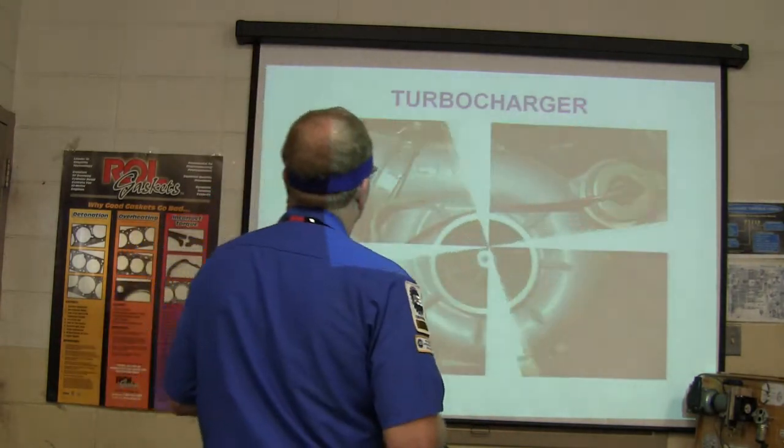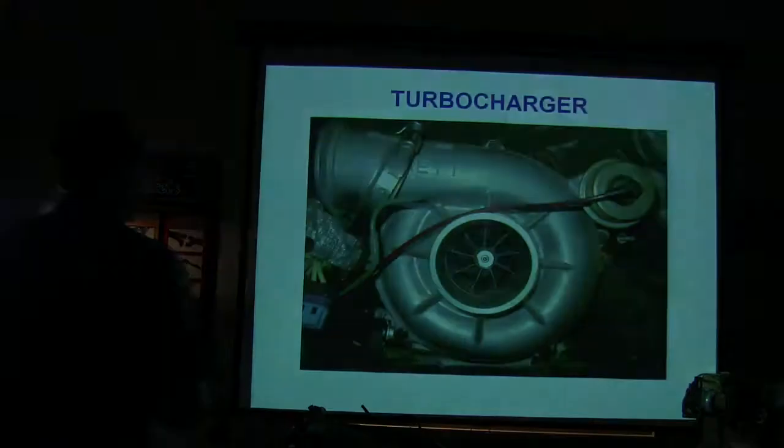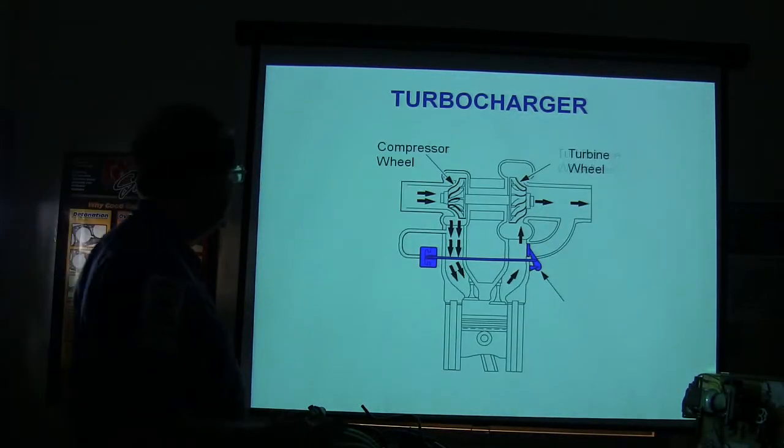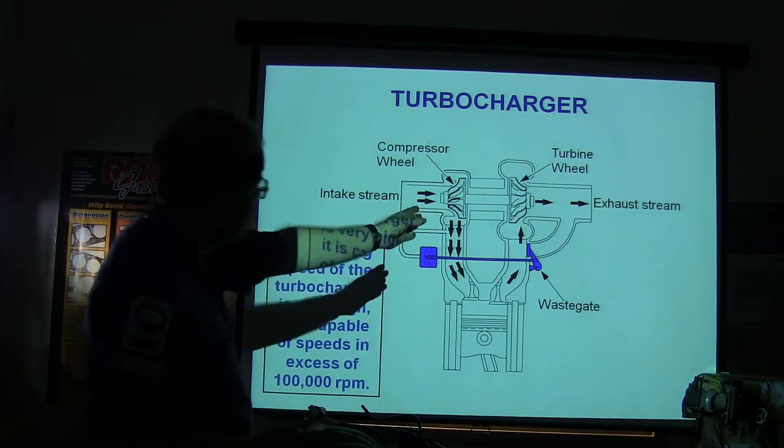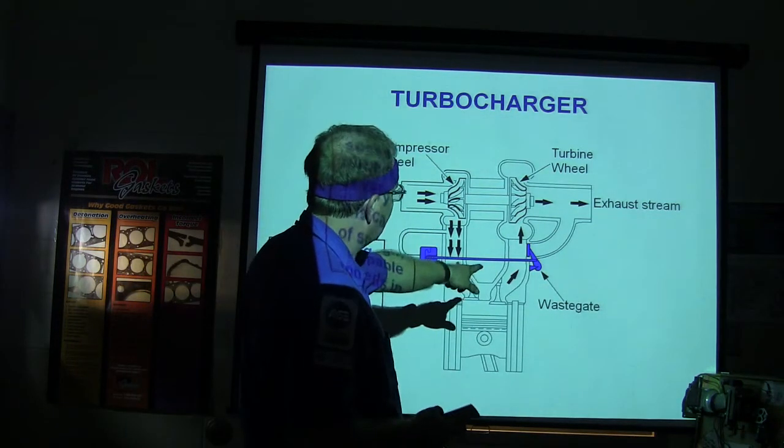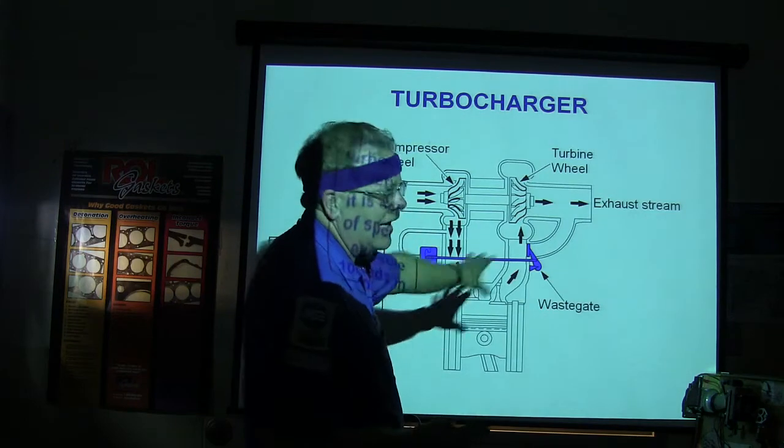All right, that's what the turbocharger looks like right there. Sometimes you'll see these things leak off, but you got a compressor wheel, you got a turbine wheel. The exhaust system is where the turbine wheel is. And you got a waste gate right here. This is normally how a turbocharger works.